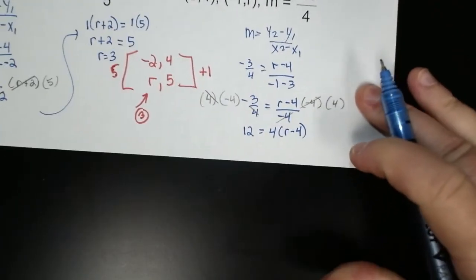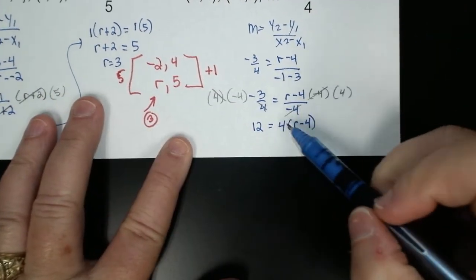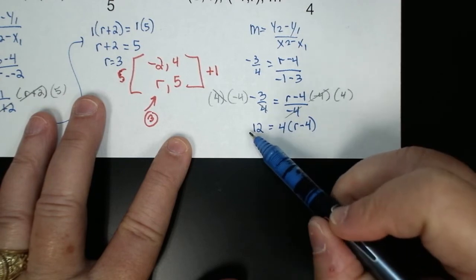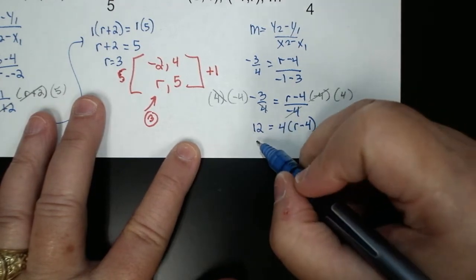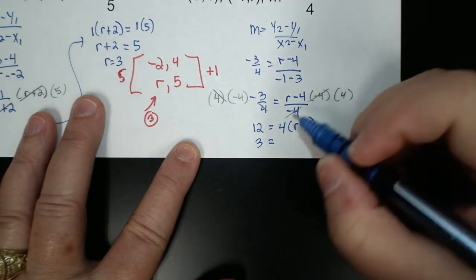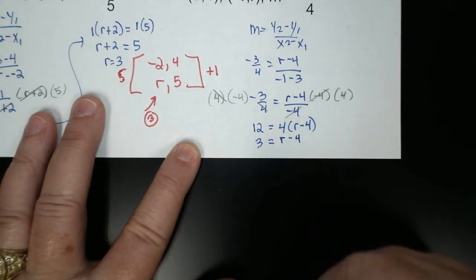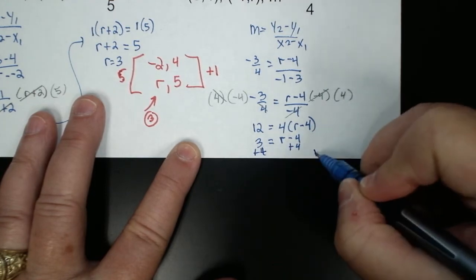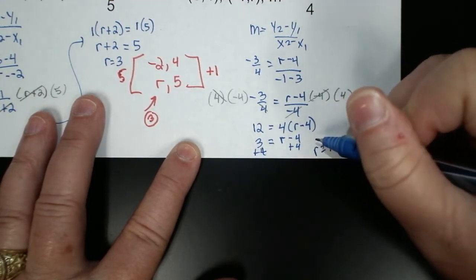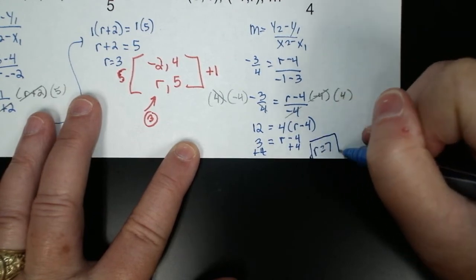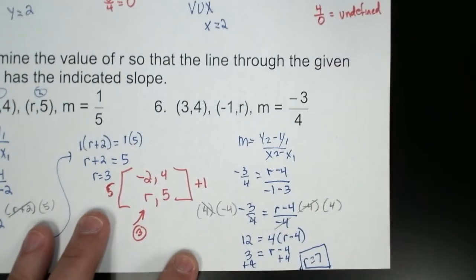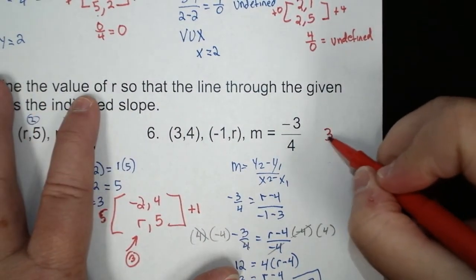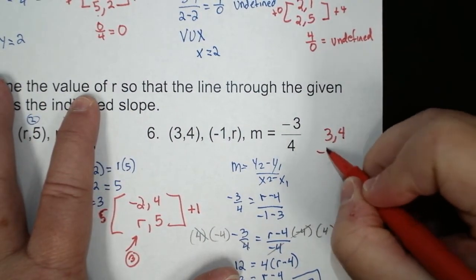You can distribute, but when you have these, I would get in the habit of looking if the number outside a distributive is a factor of this, because I can say 3 equals r minus 4, and then I add 4, r equals 7. Okay, the red one gets a little bit tricky with negatives, but it still works.